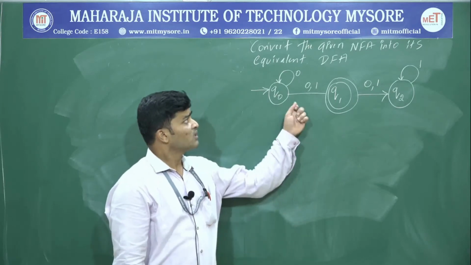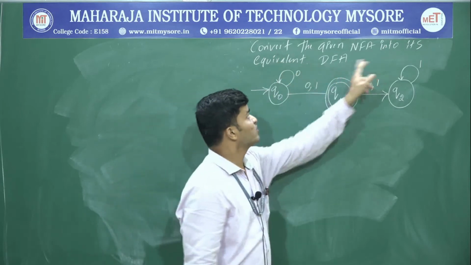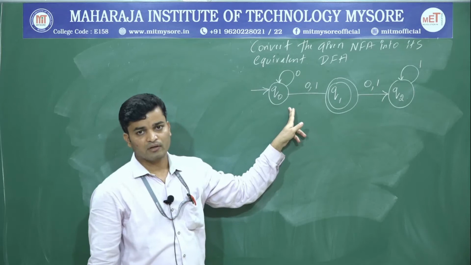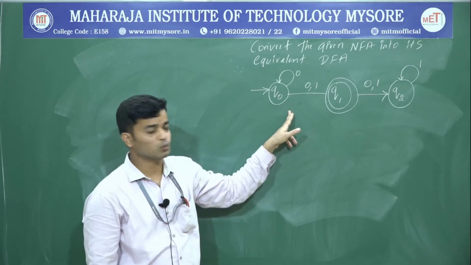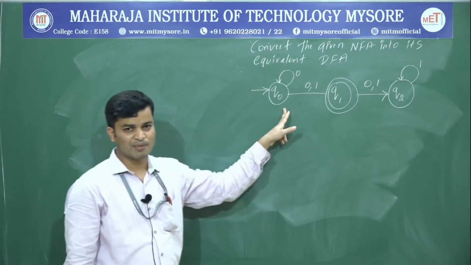Yeah, the next problem in conversion of NFA to DFA. So that's to convert the given NFA into its equivalent DFA. Here there is no need of writing the NFA, since in the question itself they have given the NFA. So directly you can go with step number 2.